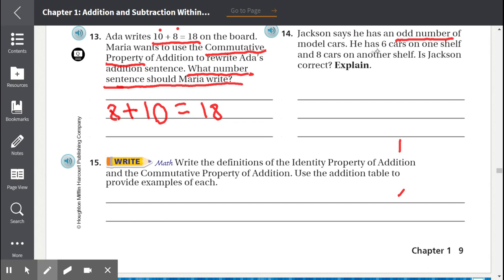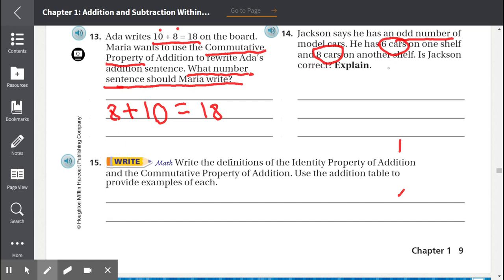Now he has 6 cars. I'm going to circle 6 cars. That's an important number. On one shelf and 8 cars on another shelf. Now let's see if he's correct. So he says he has an odd number. So let's add the cars on both of the shelves to see if we get an odd number.